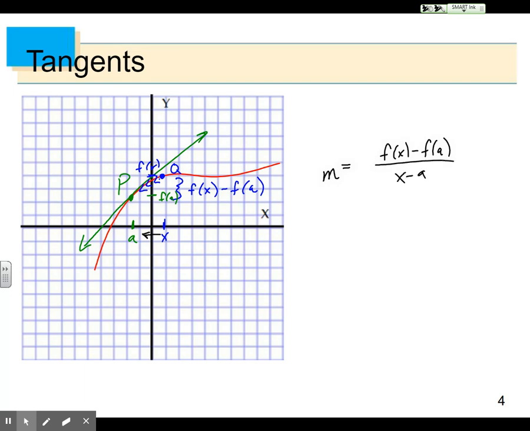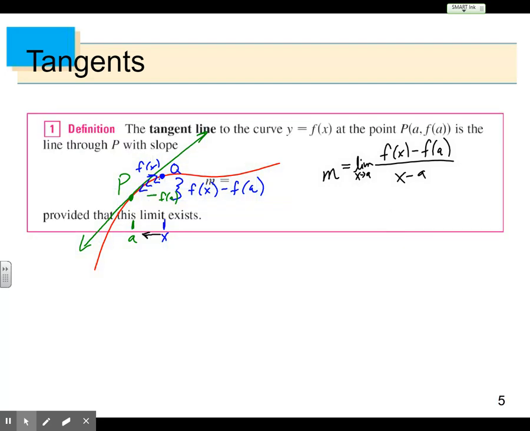But keep in mind, we tried to make it so Q got closer and closer to P. And so what that turns into is a limit. The limit's going to be as x approaches A. This is going to be a very helpful limit going forward.